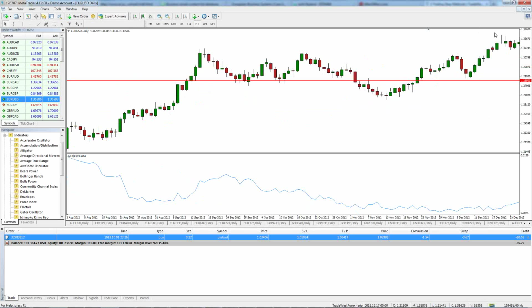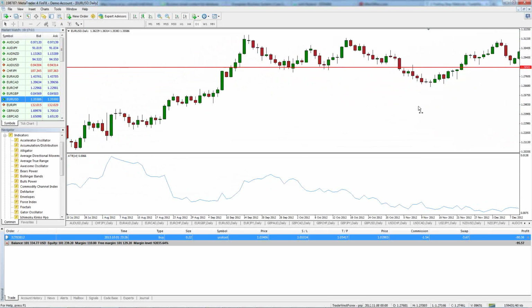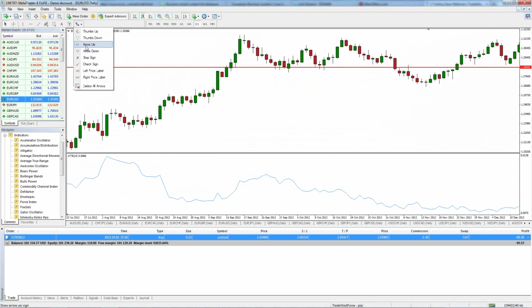Okay, let me show you the market structure high now, so you can see how to use this with the buy trade. Okay, so let's say you bought right here.